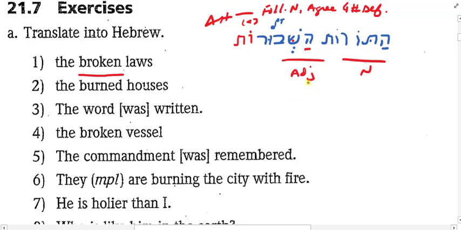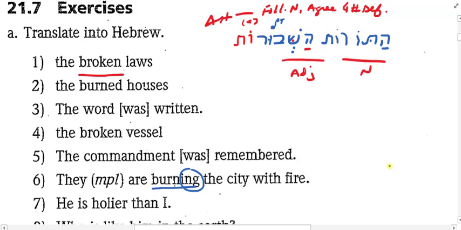In section A? Could you do number 6? Yeah, let's look at number 6. So we have they are burning. Now look at the -ing form on burning. Is this an active or a passive participle? It's active. -ing forms are for active participles. So I want to use the participle with what vowel with root 1? If it's a qal active participle, holem, right?